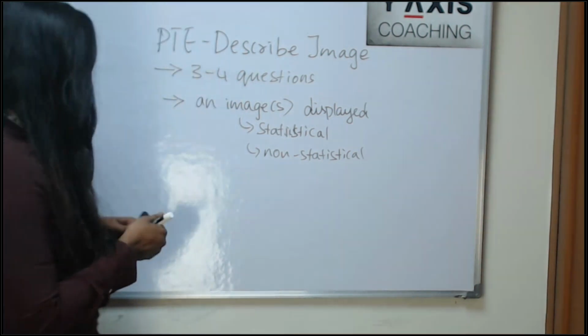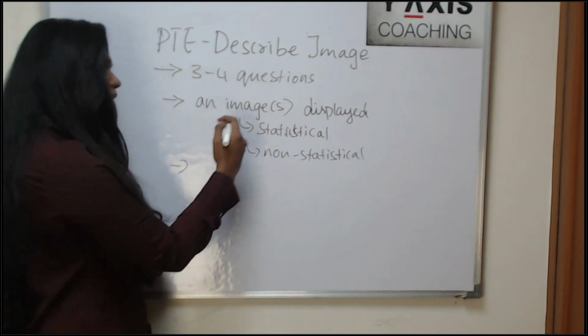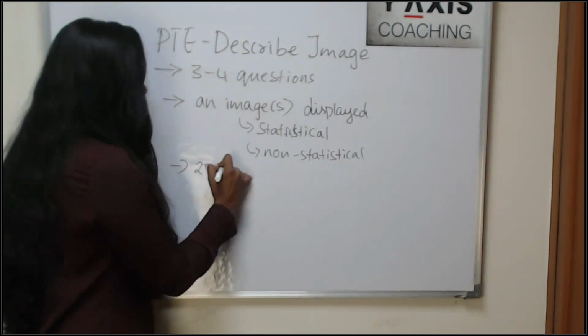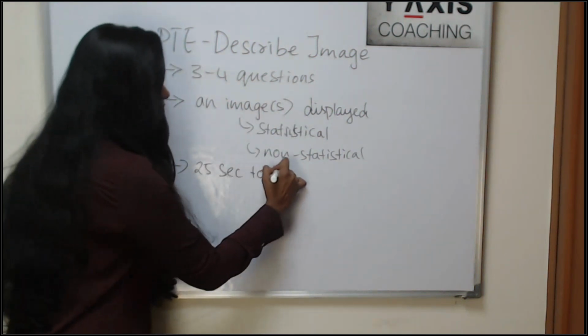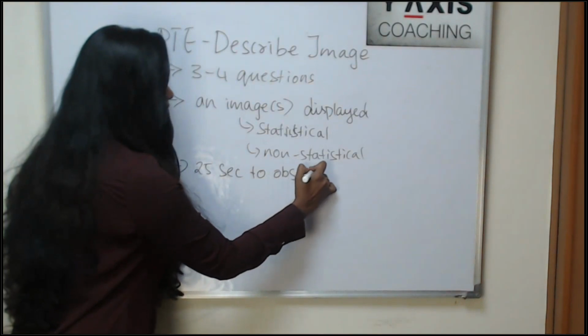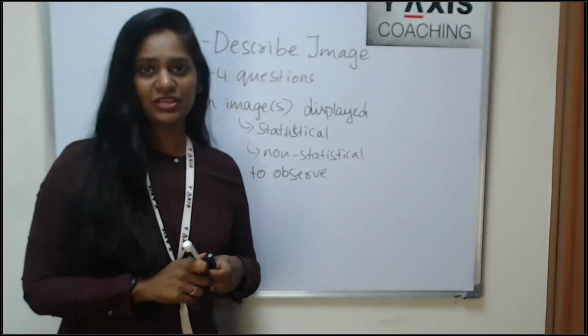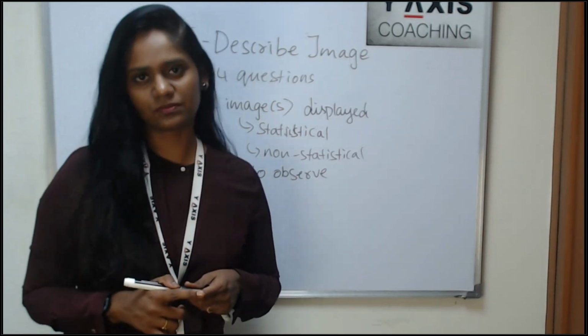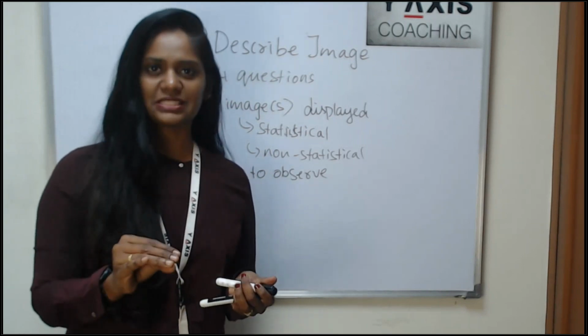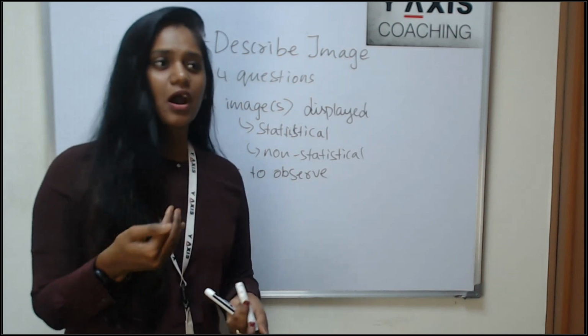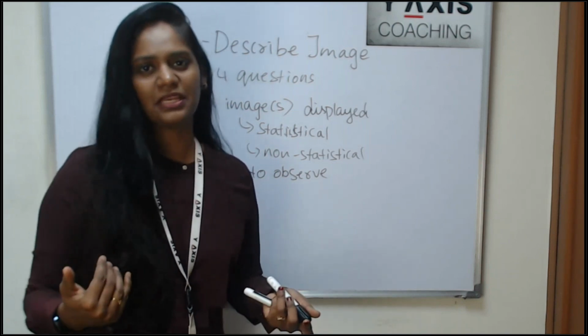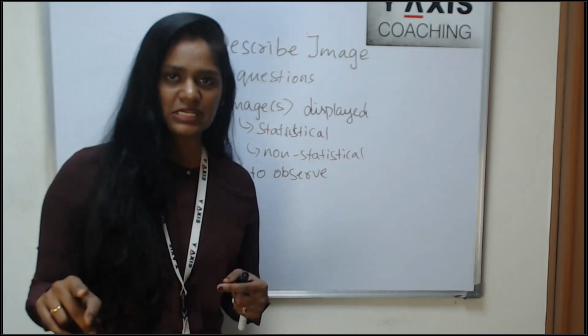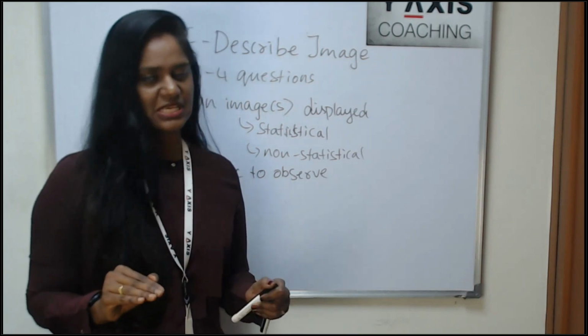Whether it is 1, 2 or 3 images, you get 25 seconds to observe. It is not that for one image I'll get 25 seconds, and if I get 2 images, I'll get 50 seconds. No. It is only the same 25 seconds to observe however many images you have been given. Whether it is 1, 2 or 3, it is only 25 seconds.